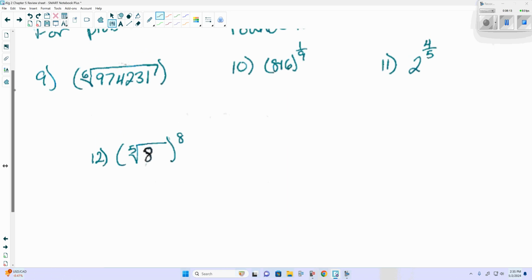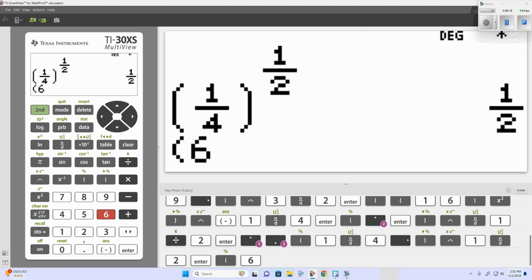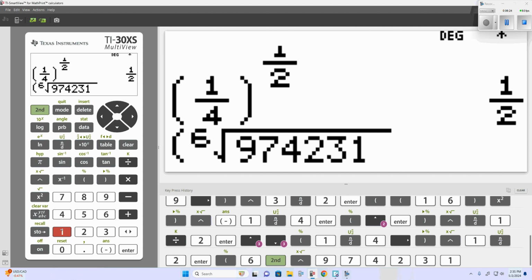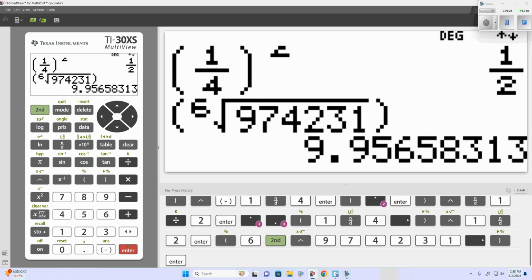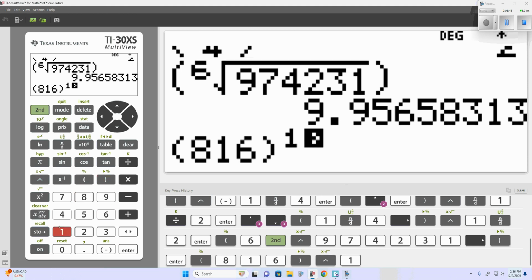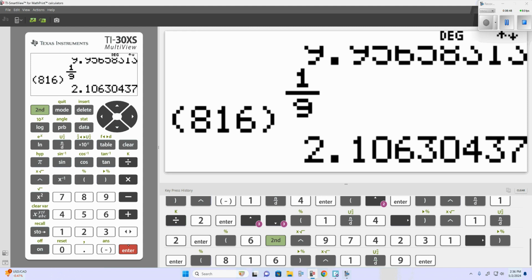Number 9 is the 6th root of 97,423. The 6th root of 97,423 is 9.9566. We're just going 4 decimal places. We can do the same with 10. 8/16 to the 1/9 is 2.1063.